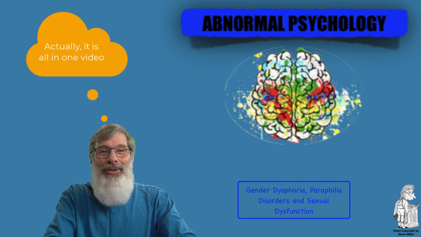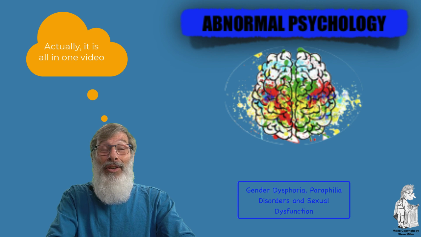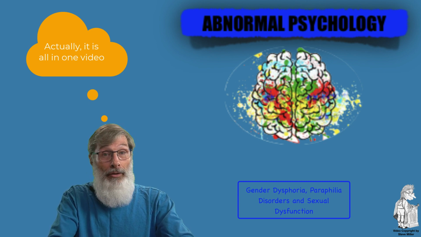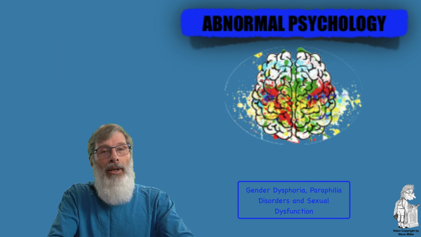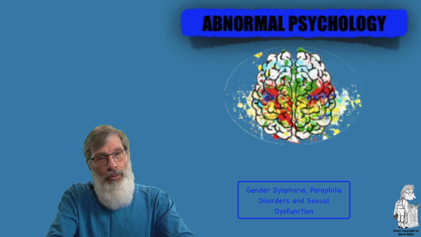Hi, and welcome back to Abnormal Psychology. In this chapter, we're going to be looking at gender dysphoria, paraphilic disorder, and sexual dysfunction.